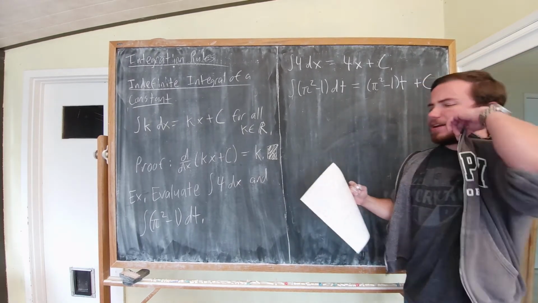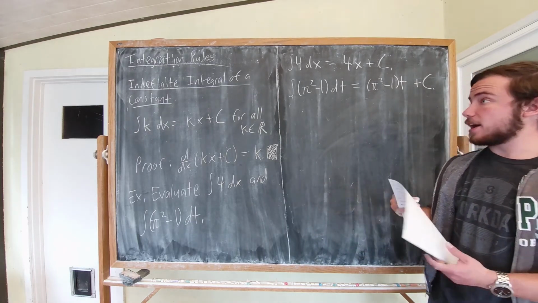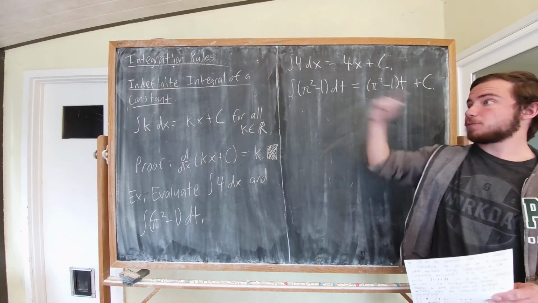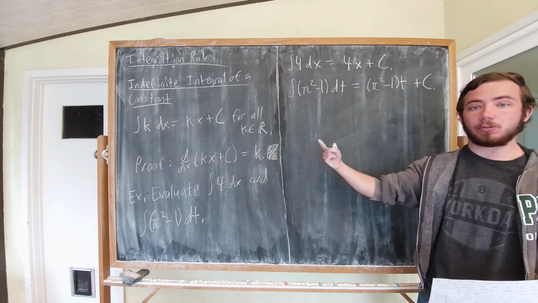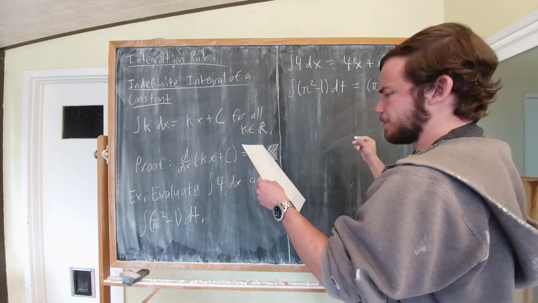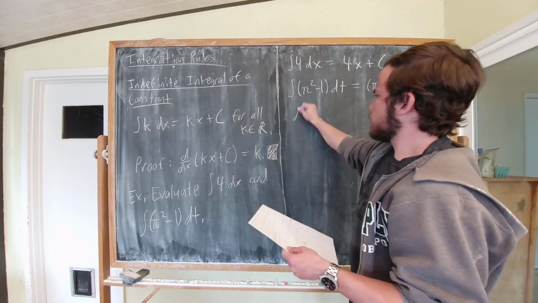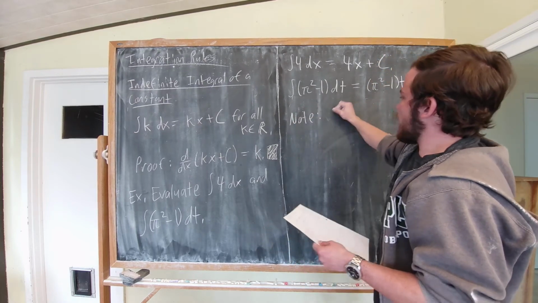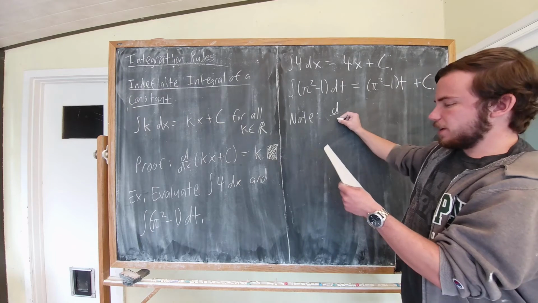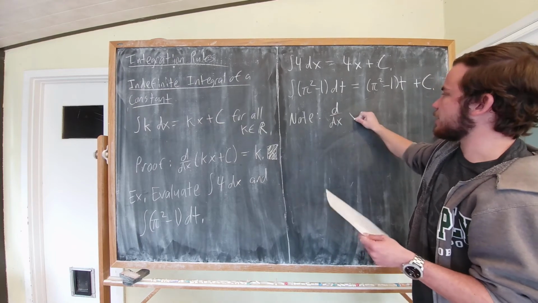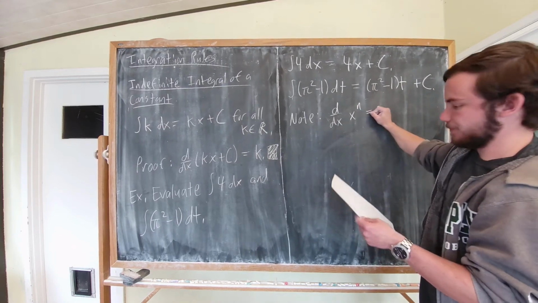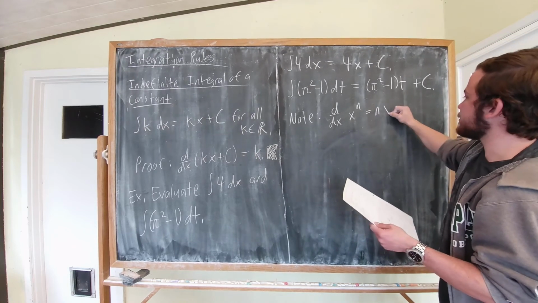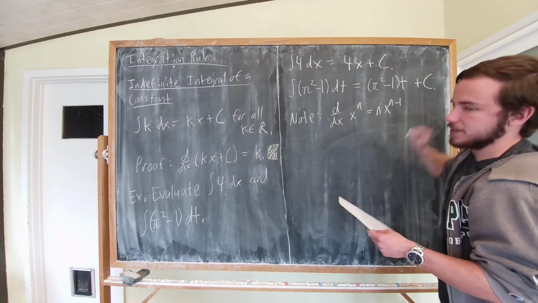All right, now let's try to undo another differentiation rule. Here we've undone the constant rule. Now let's try to undo the power rule. And we'll recall that the derivative with respect to x of x to the nth power is n times x to the n minus first power.